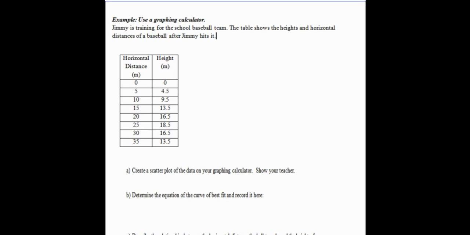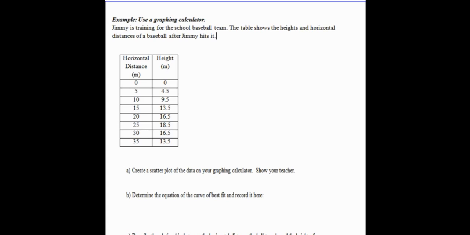All right, great. So here we go. It's telling us to use a graphing calculator. Jimmy is training for a school baseball team. The table shows the heights and the horizontal distances of the baseball after Jimmy hits it. Okay, so at 0 horizontal distance, where Jimmy is standing, is 0. And where the ball is going to go, here are the distances. And at the same time, when you hit a baseball, it's going to go up in the air. So look, these values are increasing.